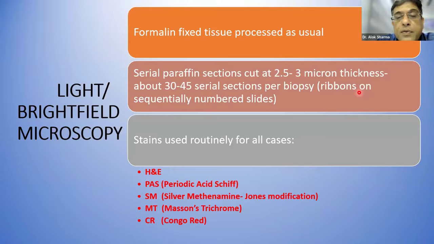Another difference is that the stains which are considered special in routine histopathology are routine in renal pathology. So apart from H&E, you do a PAS, a silver methenamine stain, a Masson's trichrome stain, and in our lab, a Congo red stain on each and every biopsy. So these stains are actually routine in renal pathology.